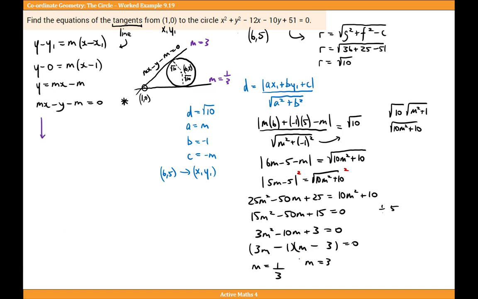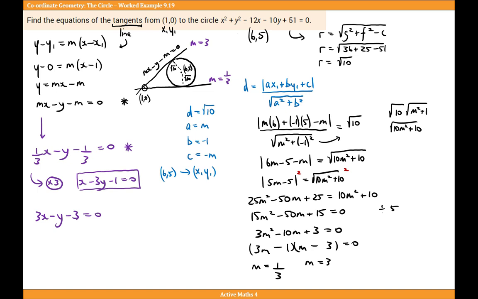So if I sub in the slopes one at a time, one of the tangents is a third x minus y minus 1/3 equals 0. If you want to multiply this by 3, just to get x minus 3y minus 1 equals 0, you can. So that's one tangent without the fractions. I mean, you can leave it like this, though, with the fractions. And then the second answer is where we sub in 3, so we get 3x minus y minus 3 equals 0. So they're the equations of the two tangents.